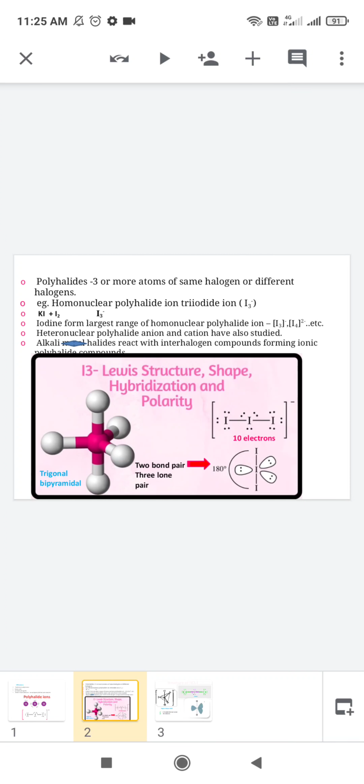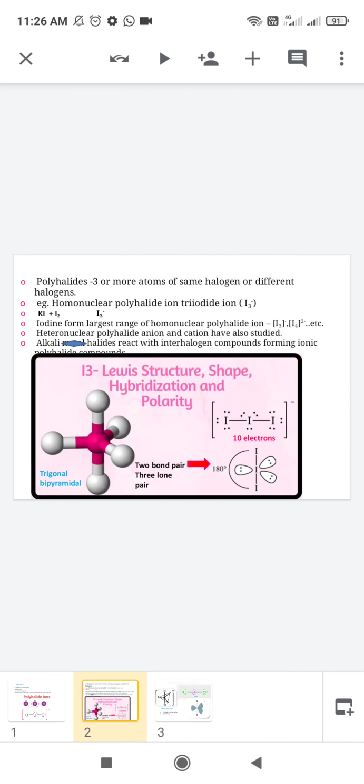See the geometry of the molecule, it is linear in shape, and the geometry is trigonal bipyramidal, in which the central atom is I minus, and it has 7 electrons of its own, and it forms bonds with the two iodine atoms. Thus I minus acquires 2 more electrons, so the total number of electrons is 9, and it also gets 1 electron from the negative charge. So the total number of electrons in I3 minus is 10 electrons.